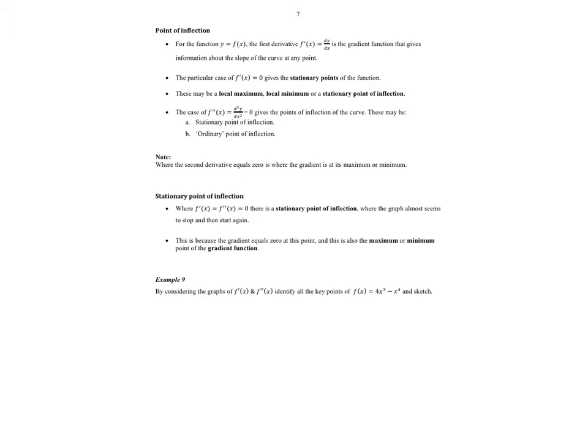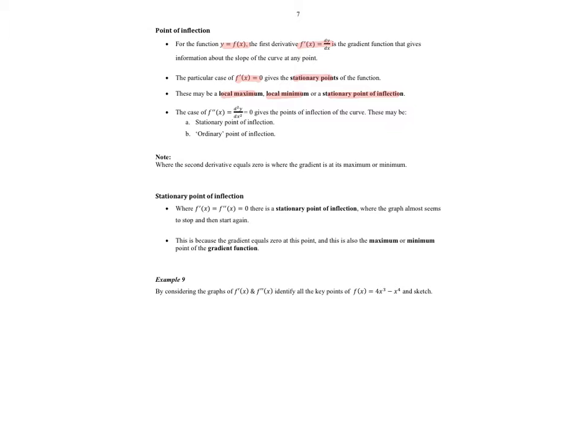Okay, so let's have a look at a more practical use of the second derivative. Let's think about things that we know. For the function f of x, f dash of x is the gradient of the function, okay? That gives us the slope of the curve at any point. If the derivative is equal to 0, we know that they're stationary points. Those stationary points could be a maximum, minimum, or a stationary point of inflection, typically our x cubed sort of graph.